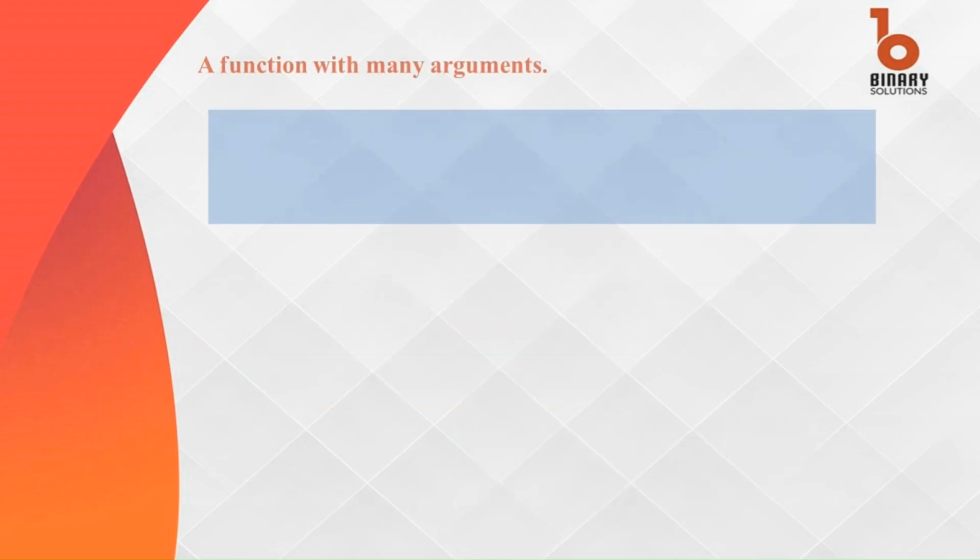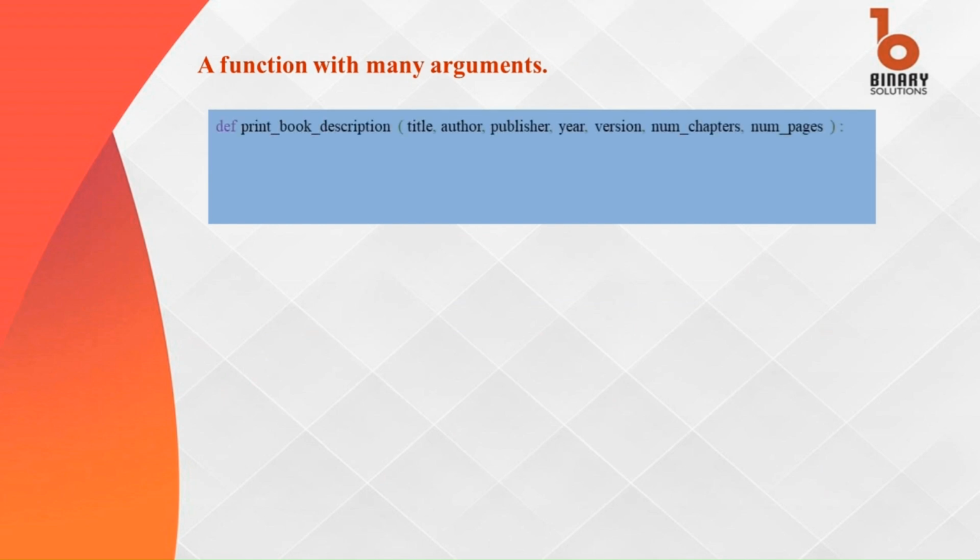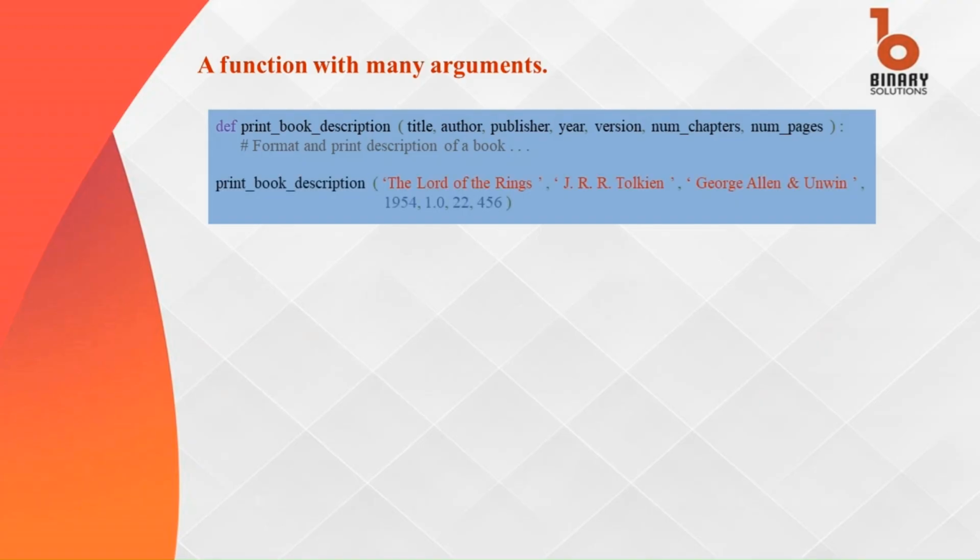The first program demonstrates a function with multiple arguments, requiring precise ordering of values during the function call. The print book description function accepts details about a book, such as its title, author, publisher, year of publication, version, number of chapters, and total pages. When calling the function, all these arguments must be provided in the exact sequence as defined in the function's signature. For instance, the function called print book description specifies all the details in order, which ensures the correct mapping of values to their respective parameters.